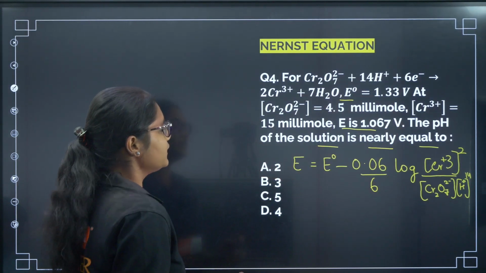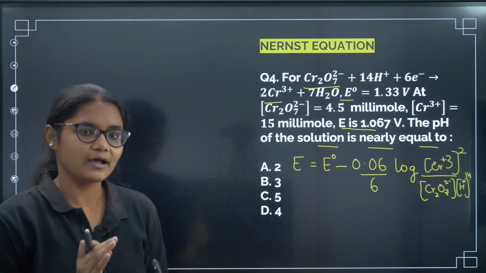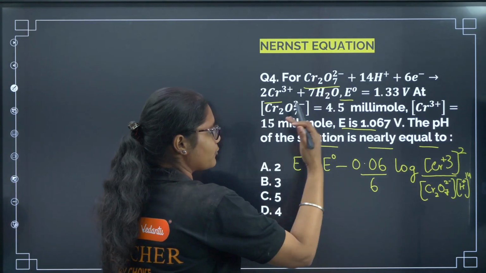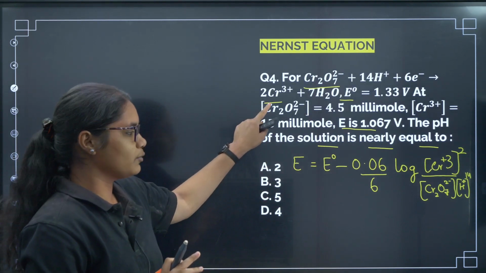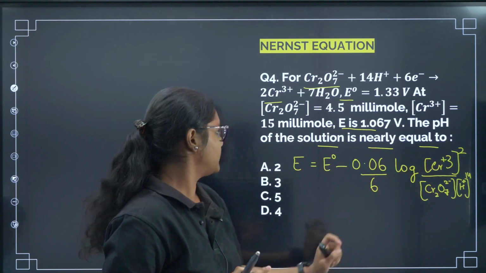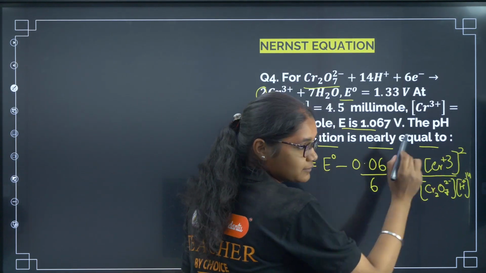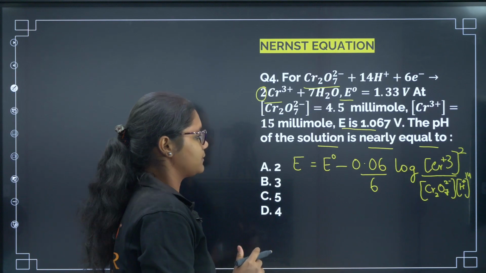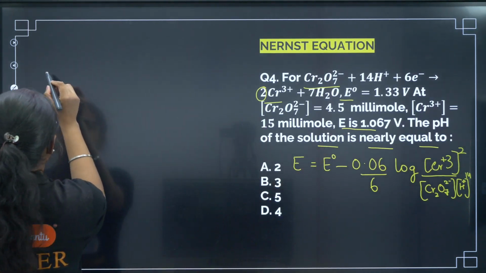What is it you see? These are ions and we have to take only the concentration of the ions, right? I already told you while explaining: product ions divided by reactant ions. On the product side we have chromium, so that will come in the numerator. Now you see the coefficient is 2, that has to go to the power. This one we should not forget. Many of you forget this part, okay? So keep this in mind. Now let us put the values. What is the E value? The E value is 1.067.